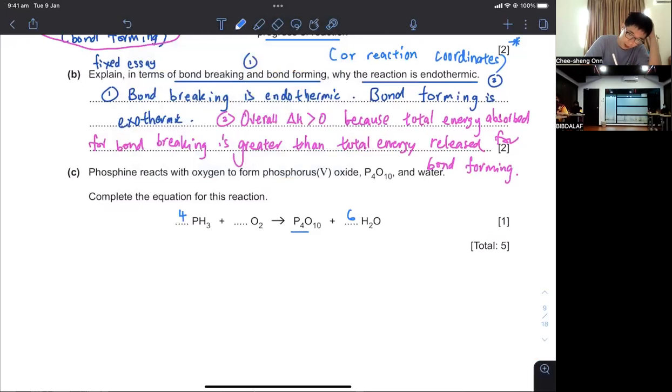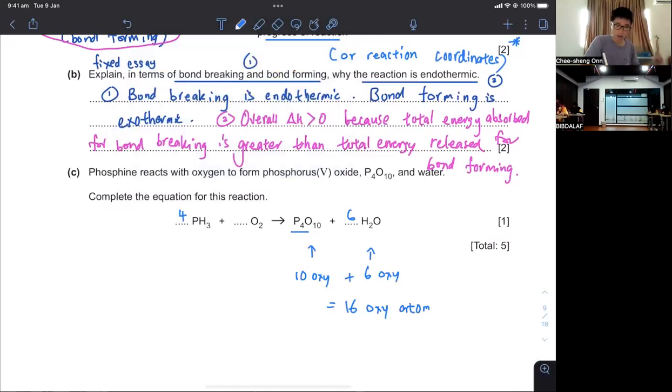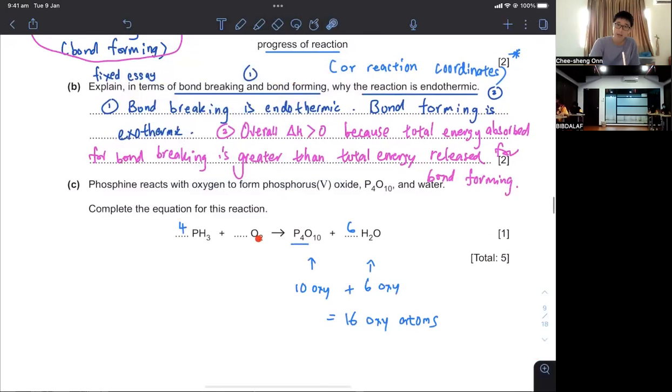Next up, I will have 10 oxygens, and I will have 6 oxygen. So altogether, I need 16 oxygen atoms. But I have an O2 molecule here. I need 16 oxygen to balance the left and the right. So I will have 8 because 8 times 2 is 16 oxygen atoms altogether.